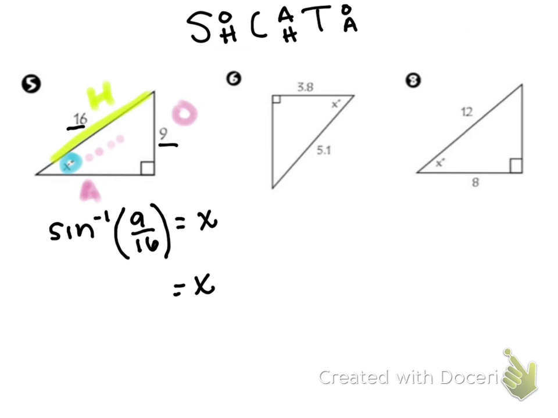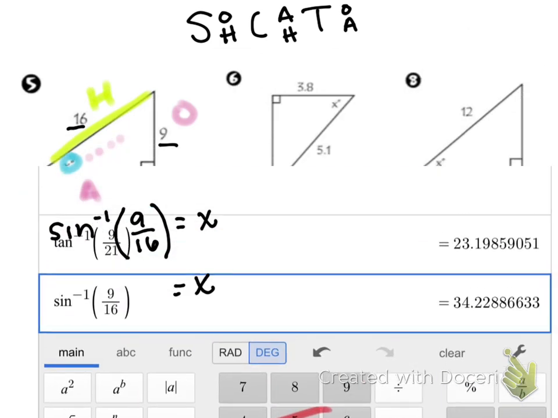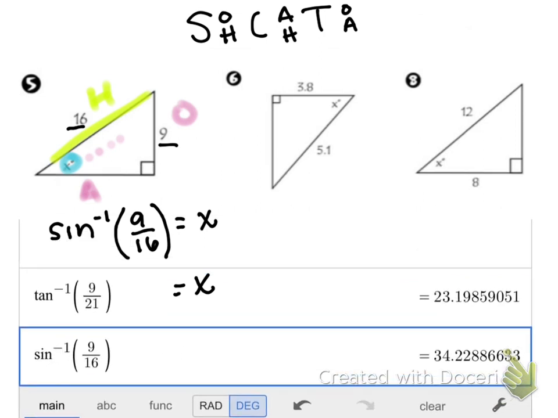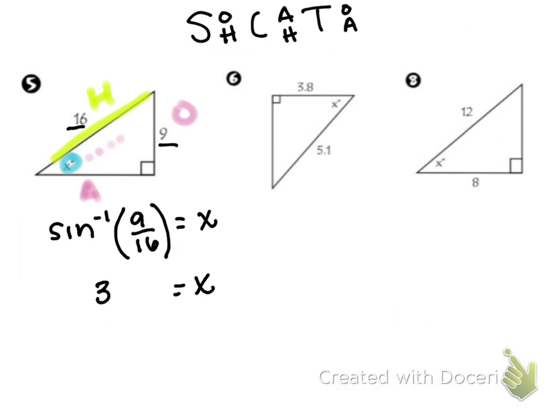Let me go ahead and show you what it looks like in our calculator. In your calculator, this is how you would put it: sine⁻¹, 9 over 16, like this. And that would give you your answer, which is 34.23 degrees, because you're finding an angle. All right, try number 6 on your own.